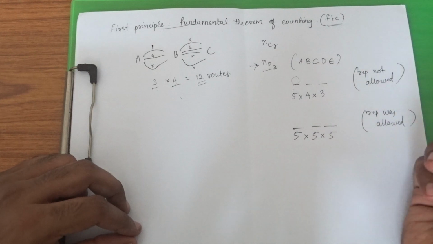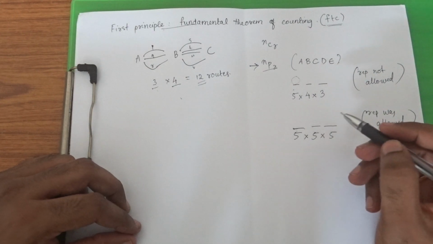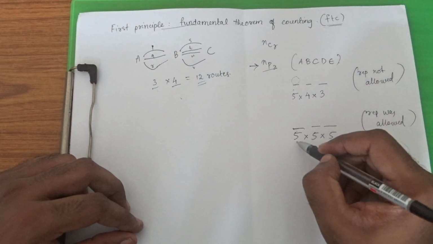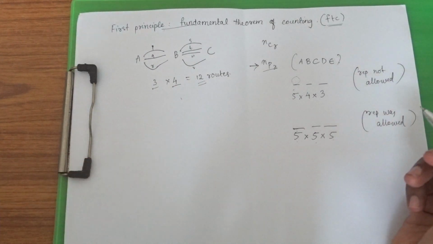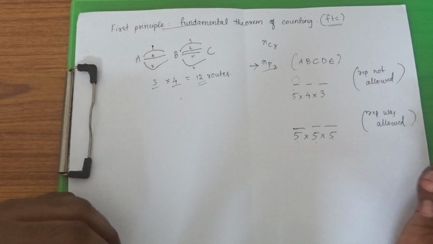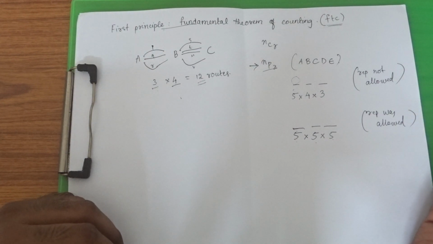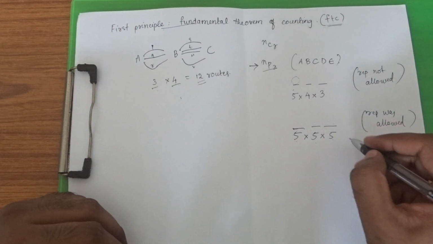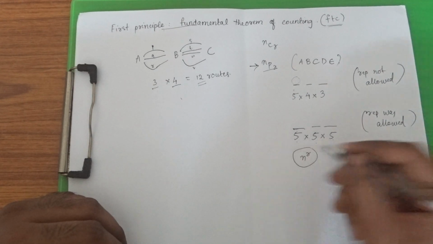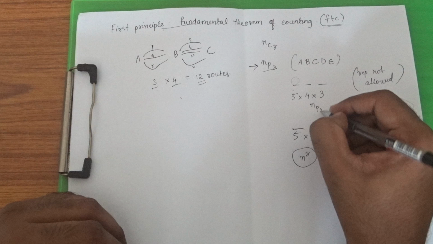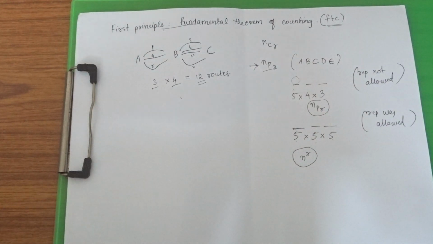So when repetition is allowed, the first dash can be either A or B or C or D or E. 5 ways. The second dash also can be any of the 5. The third dash also can be any of the 5. This is what happens when repetition is allowed. You get the same number. From a formula point of view, this would be n raised to r. This would be nPr. That is the difference.